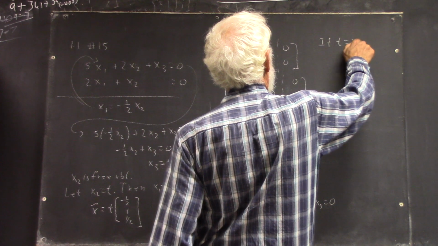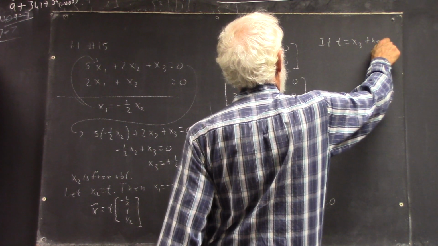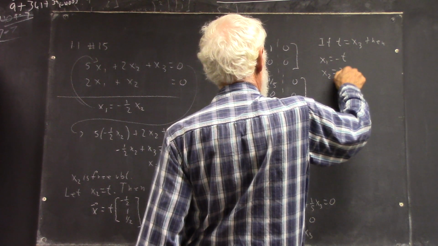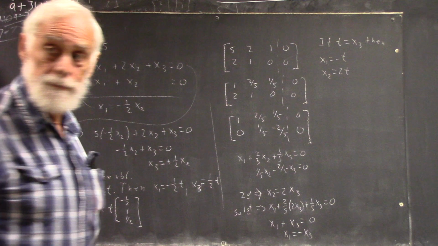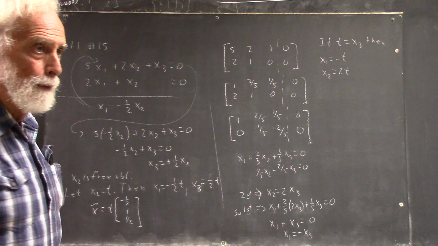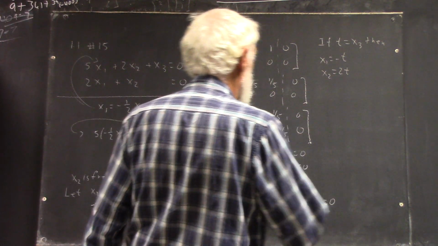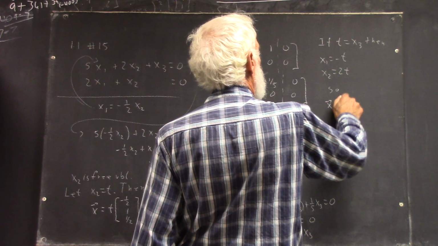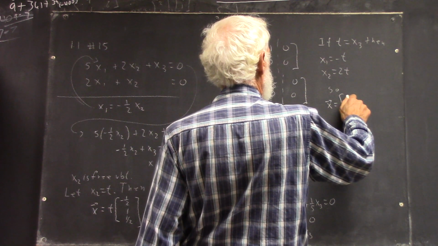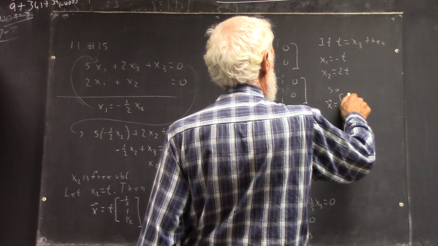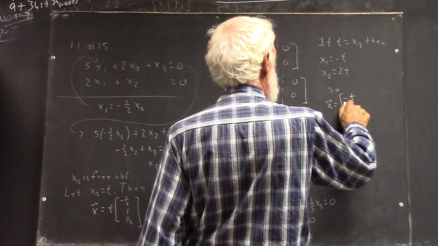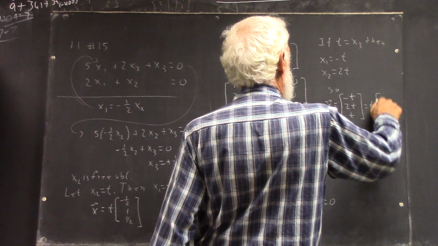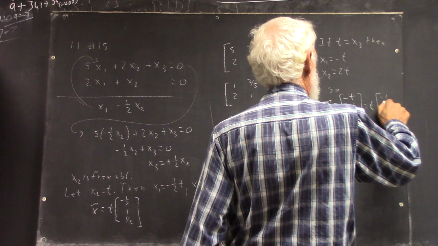If t equals x3, then x1 equals negative t, and x2 equals 2t. Totally straightforward. I was blocking it, you don't see it. That's exactly what you would write. So x equals, I'll write it out to give myself room, negative t, 2t, t equals t times negative 1, 2, 1.